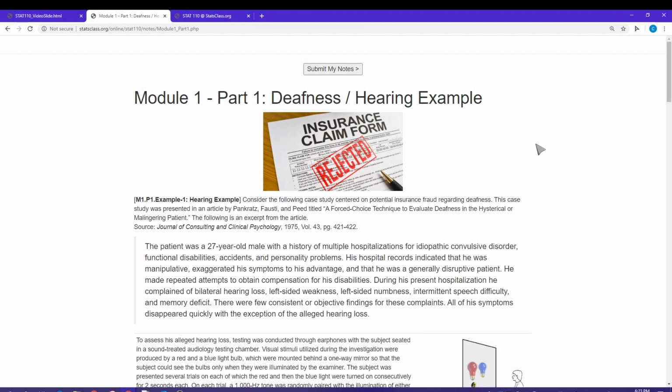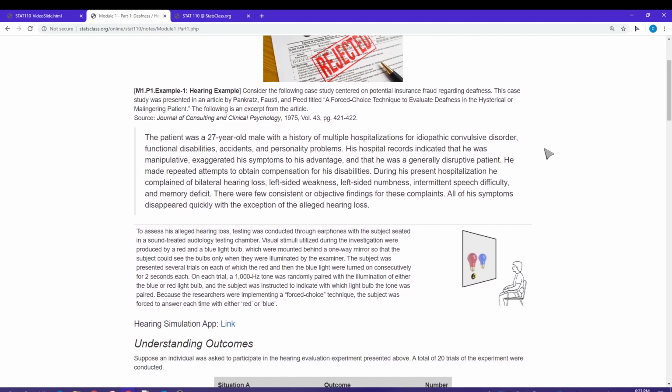So the first example that we're going to look at is a malingering patient. By malingering, we mean that they are exaggerating or trying to fool the doctors and nurses about some condition. So what we have here is a 27-year-old male with a history of hospitalizations. His hospital records indicate that he was manipulative, exaggerated his symptoms to his advantage, and was generally disruptive.